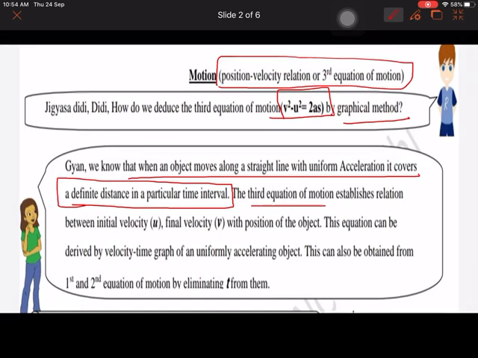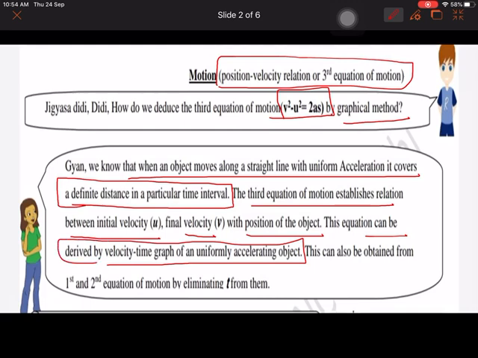The third equation of motion establishes a relation between the initial and final velocity along with the position of the object. That's why the equation can be derived from the velocity-time graph of a uniformly accelerating object. This can be obtained from the first and second equations of motion by eliminating t from them. So let's see how the derivation is done.